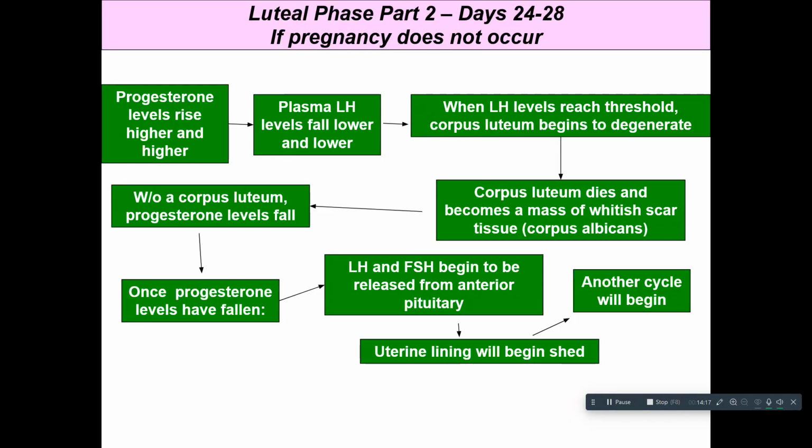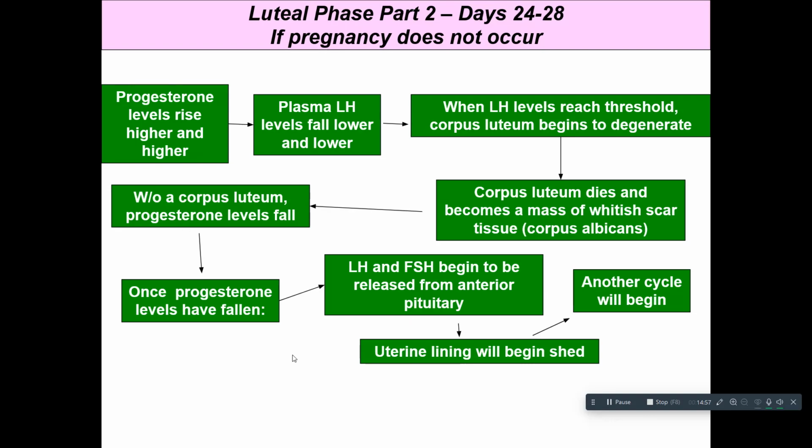If pregnancy does not occur, when progesterone is going up and up and up, that makes LH go down and down and down. And when LH reaches a low value, like a low threshold, the corpus luteum actually starts to die. The corpus luteum needs LH in order to stay alive. And so when LH levels reach a critical low, the corpus luteum starts to die. When the corpus luteum dies, it turns into a mass of scar tissue called a corpus albicans. And then without a corpus luteum, progesterone levels are going to plummet.